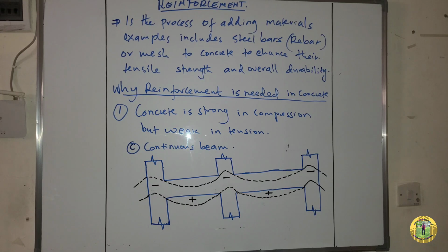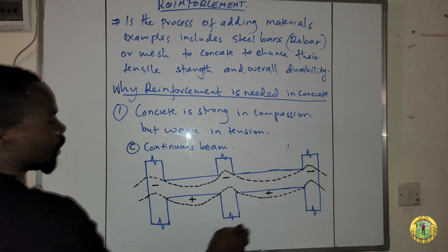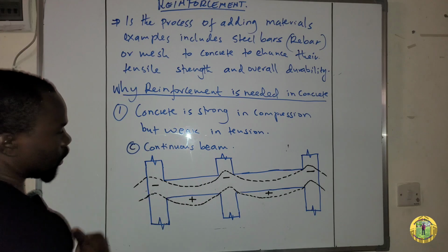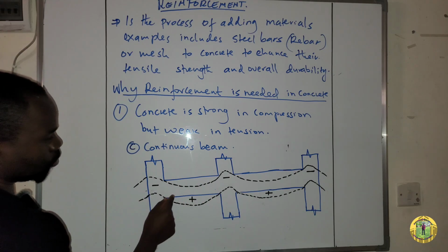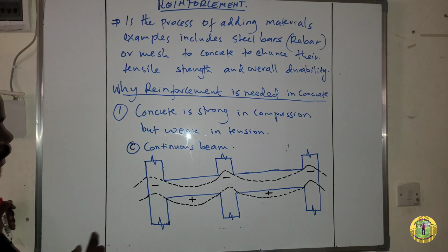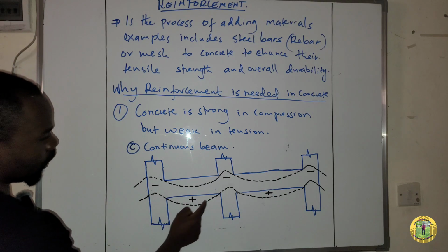So this is a continuous beam. A continuous beam is a beam resting on more than two supports. It can be 3, 4, 5, and so on. So that is a continuous beam. For such a beam, this is how it will bend. This is the original beam, the one in blue. But if it bends, this is how it will behave.